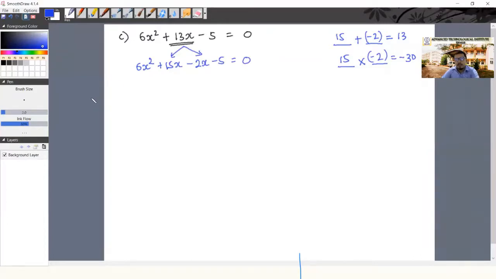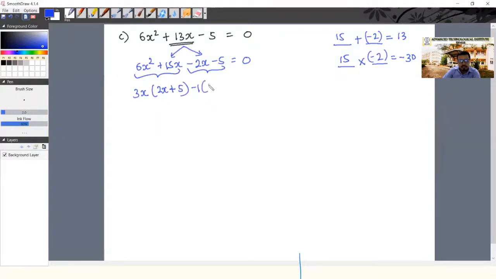Split කරගත්තා. Then we need to couple the first two and the last two. What is the common factor here in the first couple? That is 3x. To form 6x squared, this needs to be multiplied by 2x. To form 15x, this needs to be multiplied by 5. Here, what is the common factor? That is minus 1.